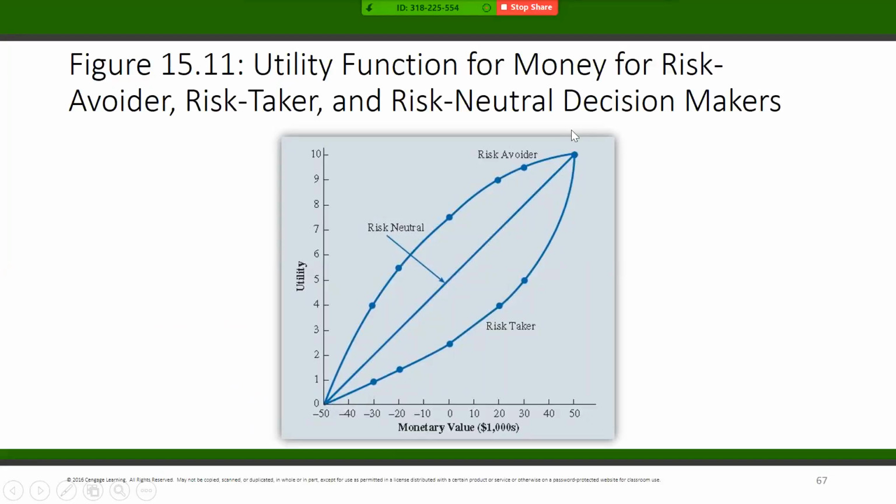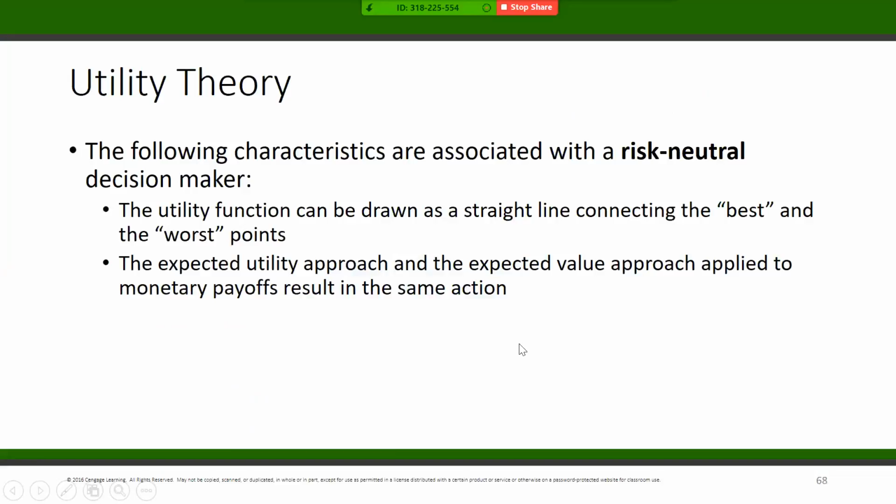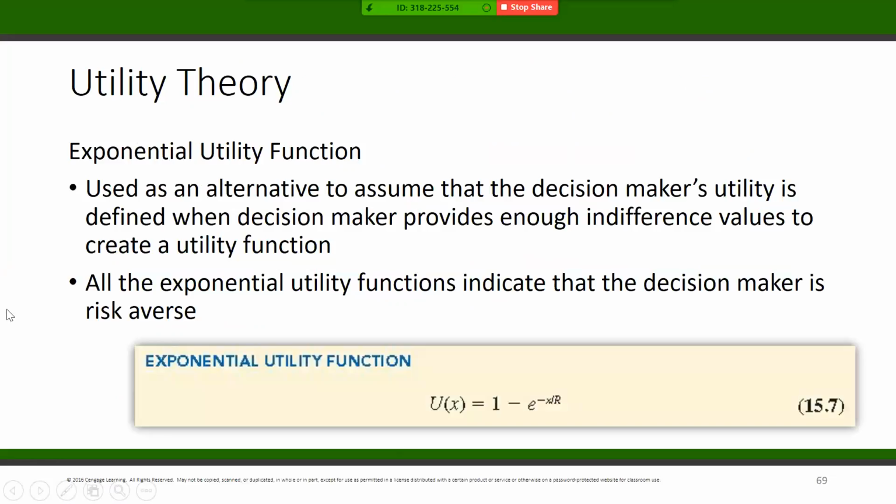This is going to be our risk taker because we're going to increase the monetary return from that neutral position. And here, this is going to be the risk avoider, where we're going to kind of lose the monetary return per that neutral risk taker here. So that kind of shows you how the avoider, the risk taker, and the neutral person would be. Now, the following characteristics are associated with a risk-neutral decision maker. The utility function can be drawn as a straight line connecting the best and the worst points. Now, the expected utility approach and the expected value approach applied to monetary payoffs result in the same action. So that's the key here with the risk-neutral decision makers.